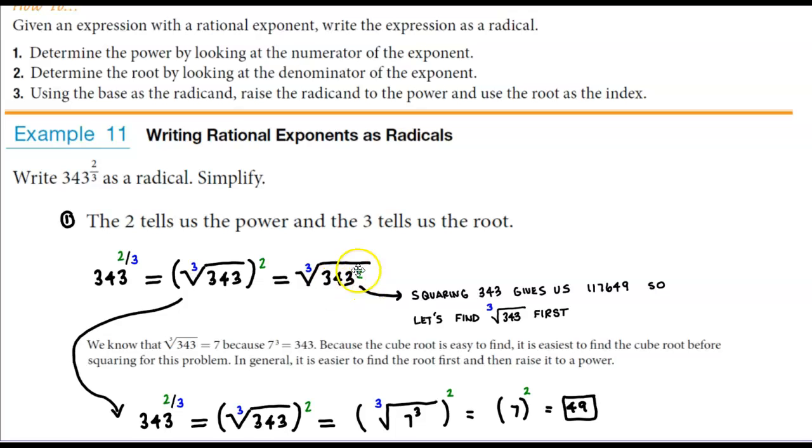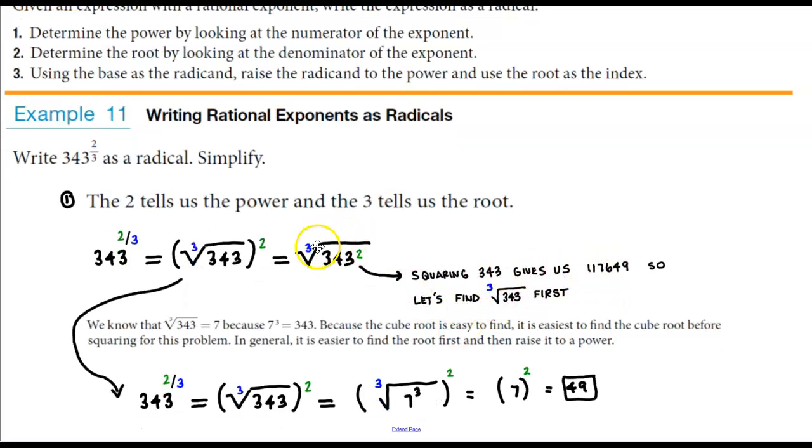Now we can simplify it this way, okay? But the thing is that if we did, we'd have to first find out what 343 squared is. Squaring 343 would give us 117,649. And so what that means is that we would then have to find the cube root of that number, and that's a large number. So it might be better to go a different route.